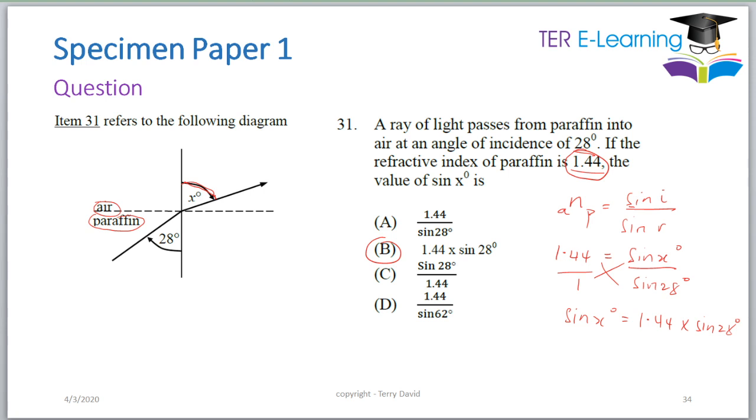So number 31, the answer is B, right? So you need to be careful with this. Some students will make a mistake with this and get an incorrect answer. Just remember, when they quote refractive index for you, they are actually quoting from A to that material.